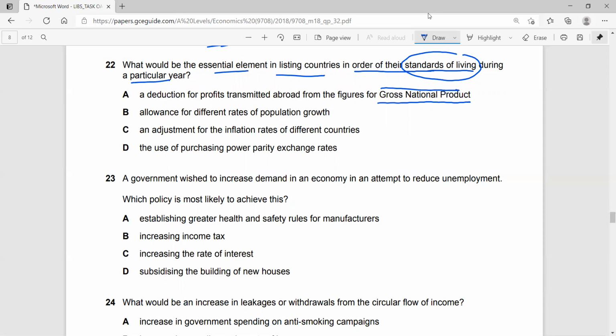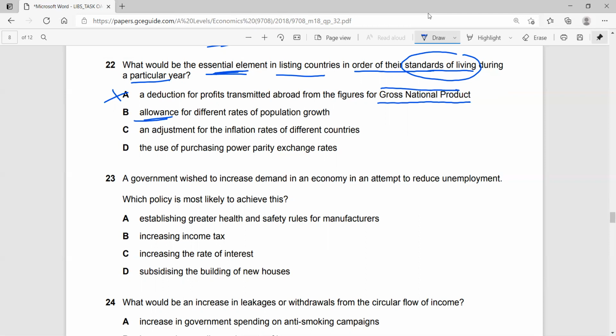For example, in India and China, lots of cities, even in Pakistan, are suffering from high amounts of pollution. So the standard of living doesn't actually improve in that case. So the GNP, similar to GDP, is not the essential element in figuring out standard of living. Allowance for different rates of population growth. Not too sure about what they mean by allowance.